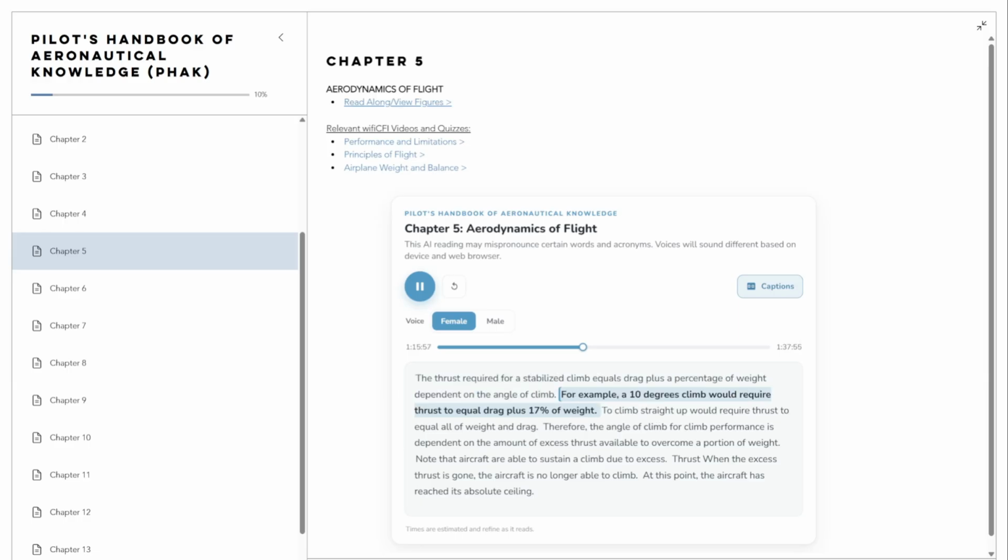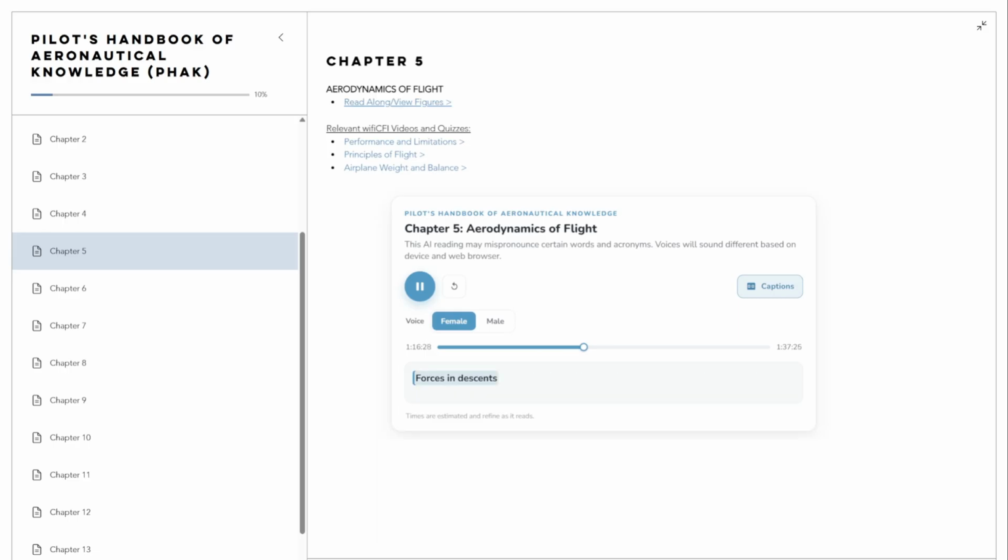For example, a 10 degree climb would require thrust to equal drag plus 17% of weight. To climb straight up would require thrust to equal all of weight and drag. Therefore, the angle of climb for climb performance is dependent on the amount of excess thrust available to overcome a portion of weight. Note that aircraft are able to sustain a climb due to excess thrust. When the excess thrust is gone, the aircraft is no longer able to climb. At this point, the aircraft has reached its absolute ceiling.